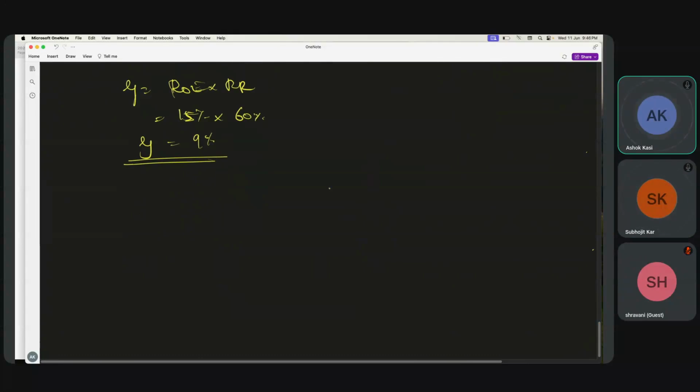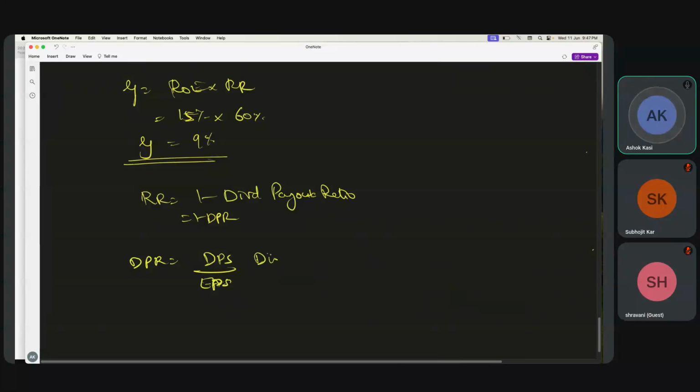Okay, let me explain more. Now, how do I calculate retention ratio? Retention ratio is equal to 1 minus dividend payout ratio. Now, how do I calculate dividend payout ratio? Dividend payout ratio is equal to dividend per share divided by earning per share.